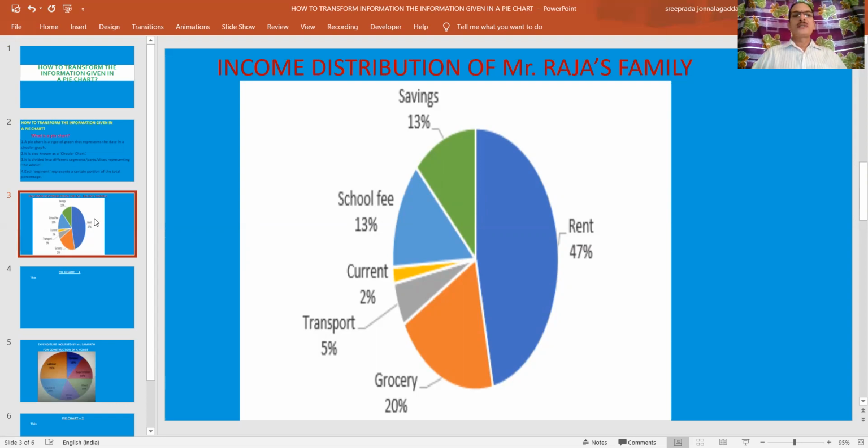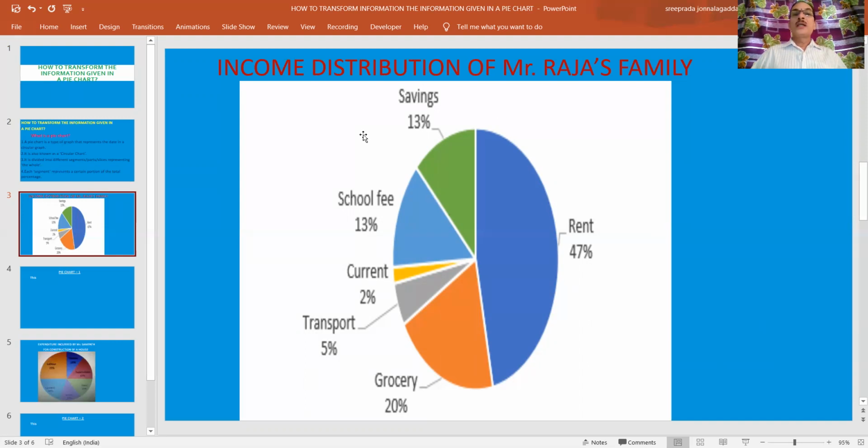Now, let us have a look at this pie chart. Before the starting of a pie chart or any bar graph, some information is given. Basic information is given. What is the basic information given here? Income distribution of Mr. Raja's family. That means this pie chart gives information about the income distribution of Mr. Raja's family, that means how Raja's family distribute their income. So this is what the pie chart is about.